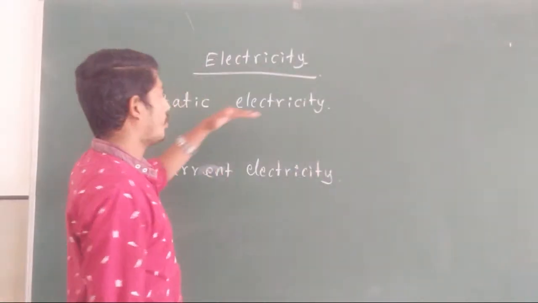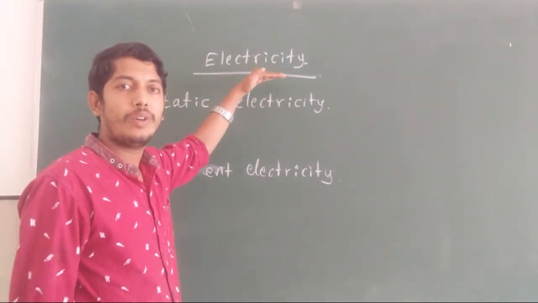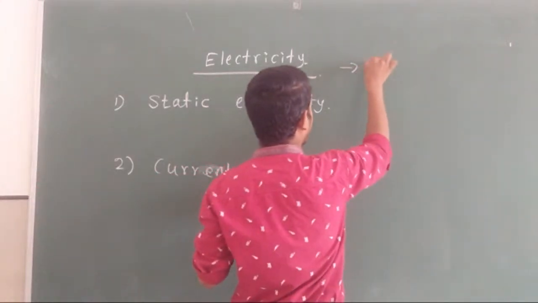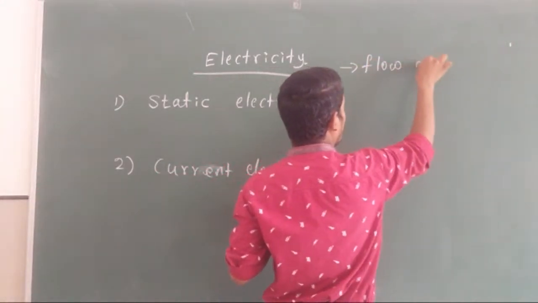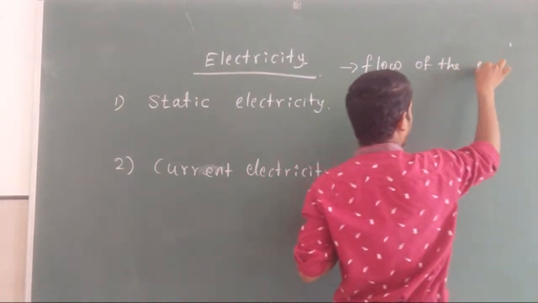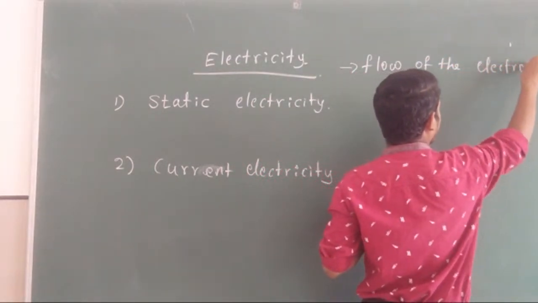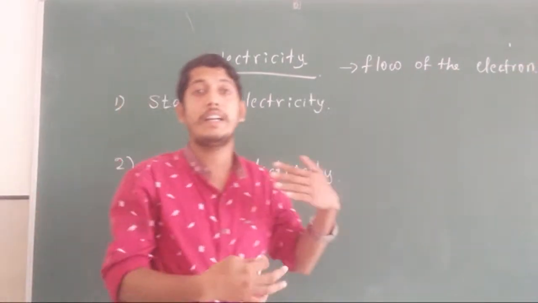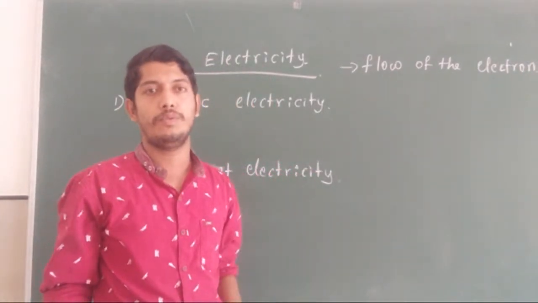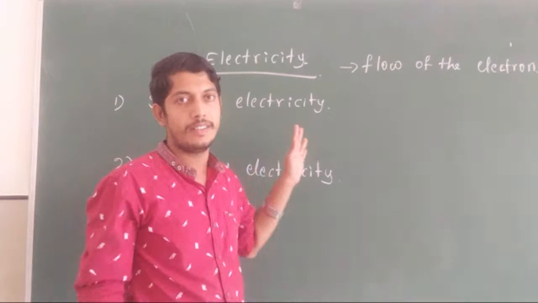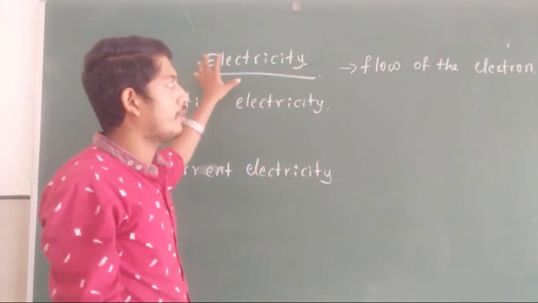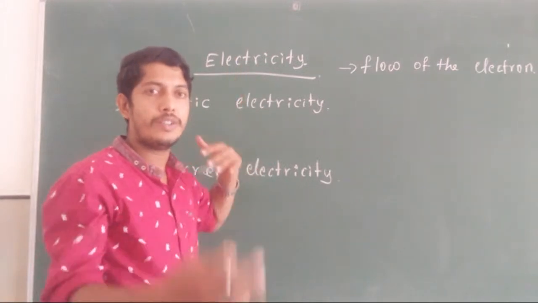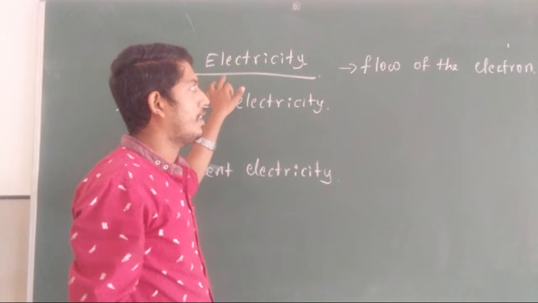First, what is meant by electricity? Electricity means the flow of the electron. How does the electron flow, and why does it flow? We will learn everything in this chapter. First I will tell you this definition, flow of electron. This is a simple definition for your understanding. The actual definition is a little bit bigger.